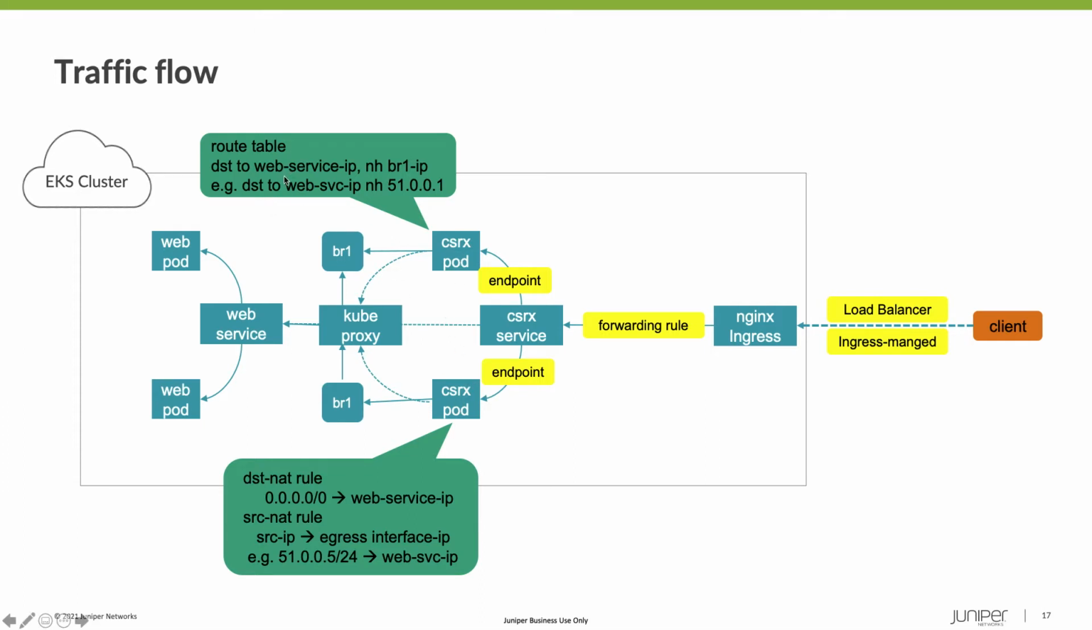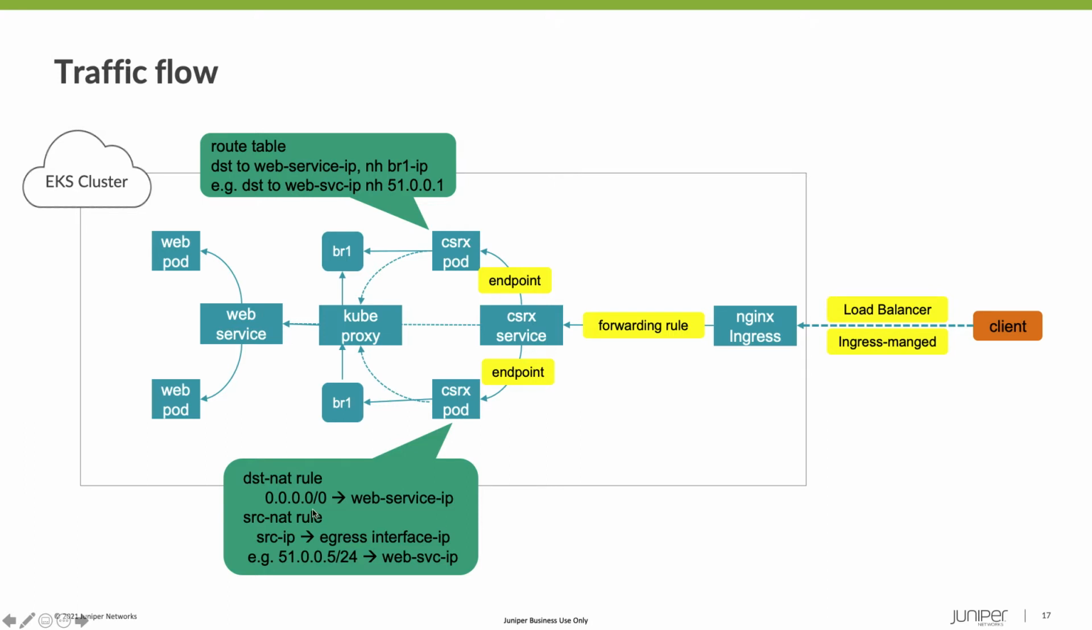The cSRX service forwards the traffic to the endpoints, which are either of these cSRX pods, which have a route table entry which says that to reach this destination of the web service IP, the next hop should be the bridge IP address. For example, destination web service IP, the next hop would be 51.0.0.1.